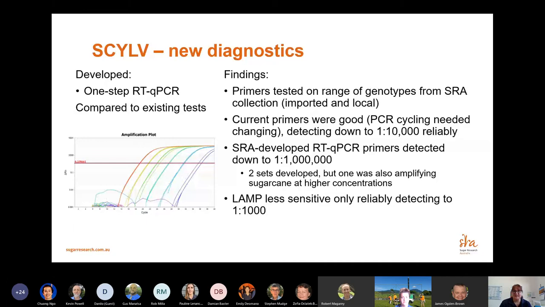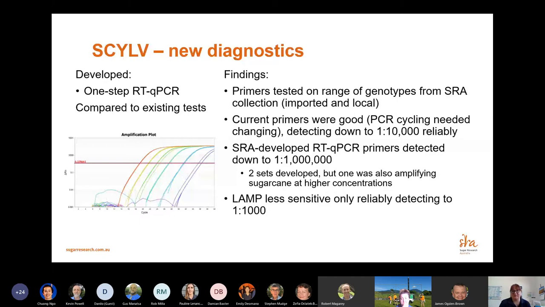As I said, we developed two sets of primers and we were getting some unusual results. And when we looked into it more, we found that one of those sets was amplifying sugarcane if there was too much sugarcane in the sample. So if we had too much sugarcane DNA. So we ditched that one and that really worked quite well.